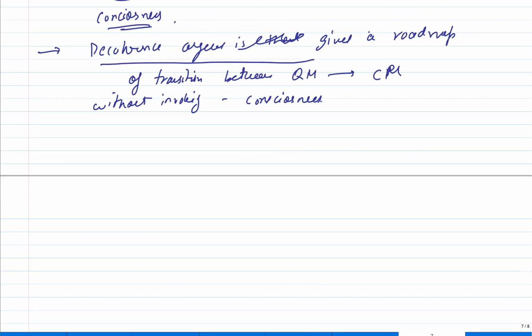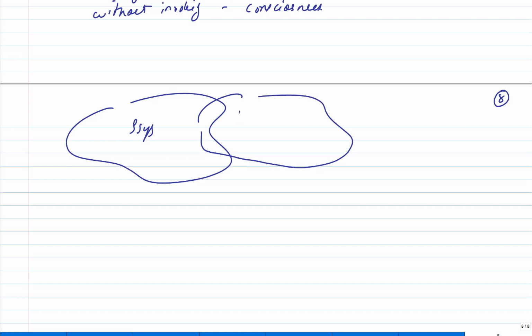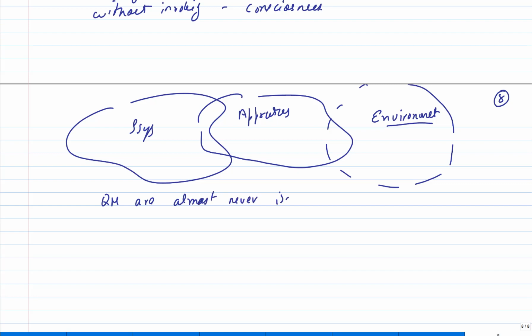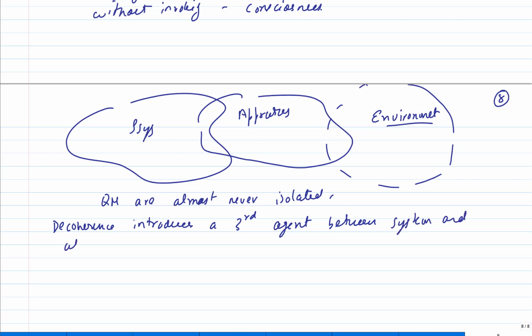So what essentially decoherence is, is that you introduce a third agent. There is a system, there's an apparatus with which the system is going to interact, and there is always the environment. Quantum systems are almost never isolated, and there's always an underlying environment witnessing it. So decoherence introduces a third agent between system and apparatus.